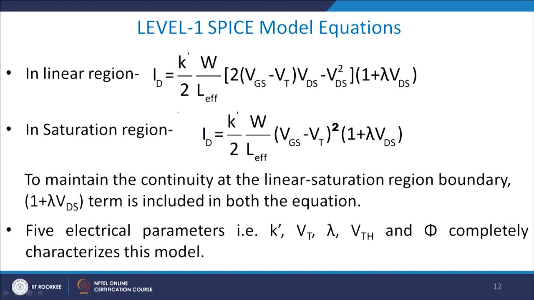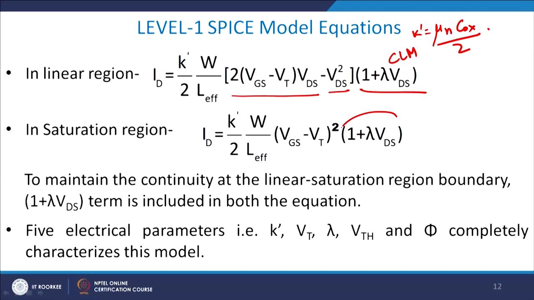As I discussed with you, for level 1 we have already taken into consideration that ID will be given as K prime by 2, where K prime is nothing but mu C oxide, into W by L effective, into 2 into VGS minus VTH into VDS minus VDS square, into 1 plus lambda VDS. This is again with CLM. In the saturation region, as I discussed with you, it will not be a strong function of VDS, but if you take CLM into consideration, it will be a function of VDS. It takes this into consideration for all practical purposes. Again, I take 1 plus lambda VDS as the continuity term between these two points, when VDS equals VGS minus VTH at the onset.